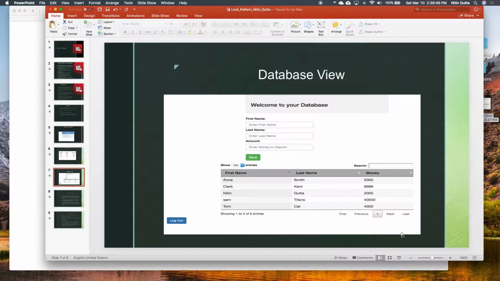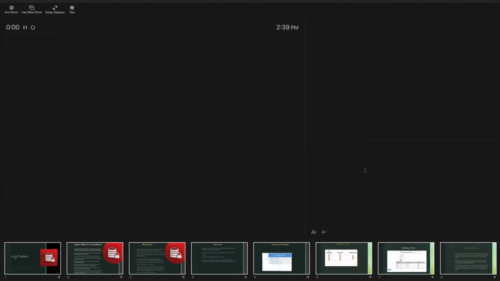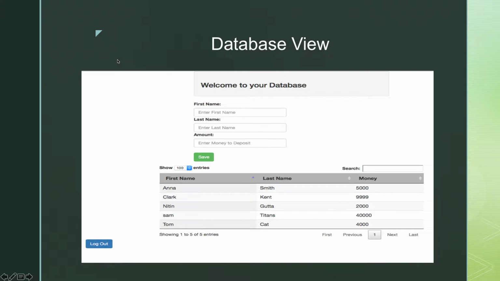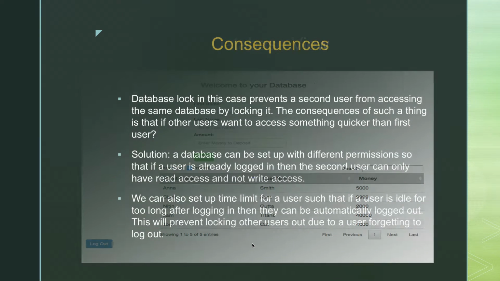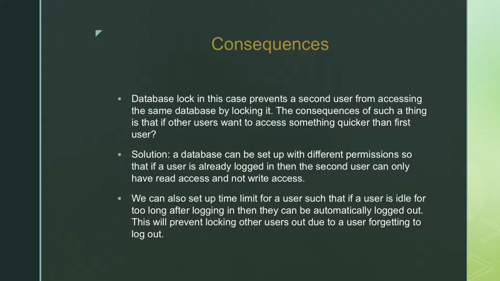And now this is the database view that you saw before on the web page, which has the first name, the last name, and the amount of money someone wants to enter, and then it stores it in the table and shows you all the accounts. And the consequences: database lock in this case prevents a second user from accessing the same database by locking it.